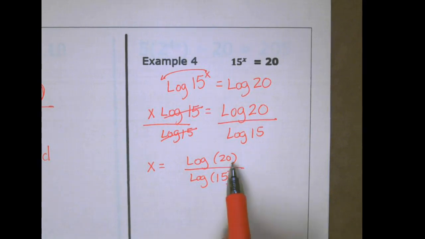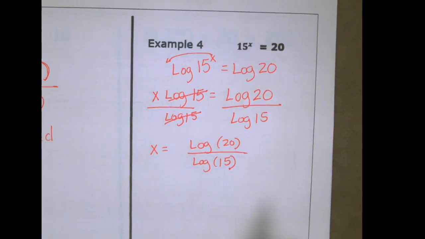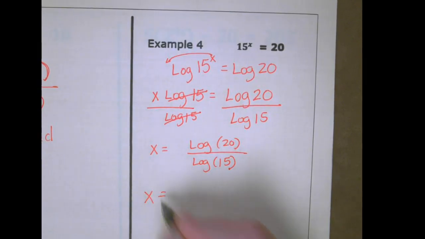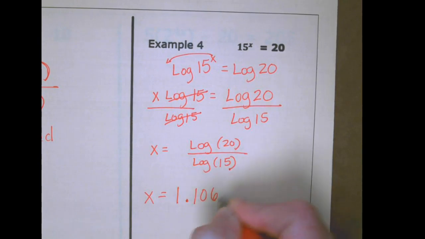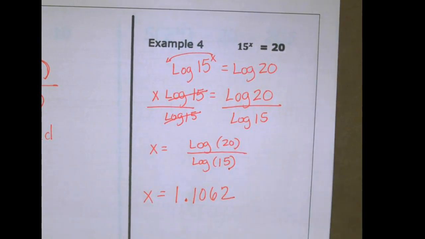And you must have the parentheses in there to get the correct answer. And so log 20 close parentheses divided by log 15 close parentheses, x is equal to 1.1062, rounded off.